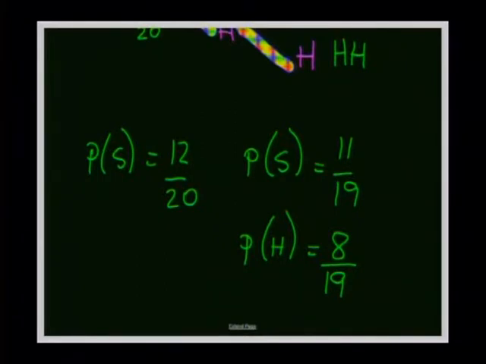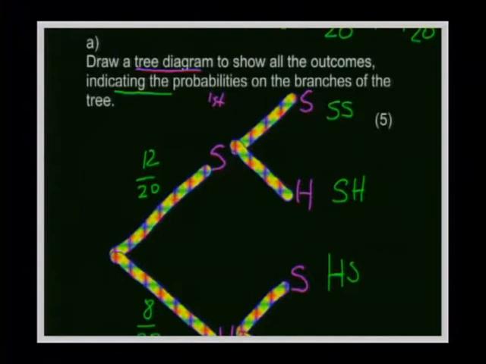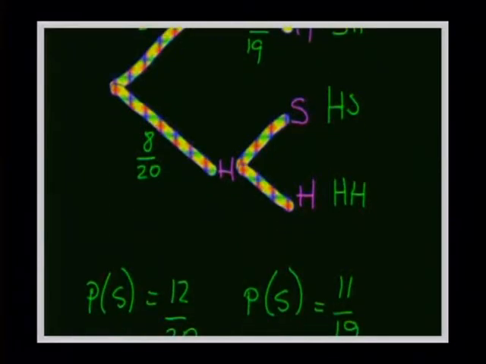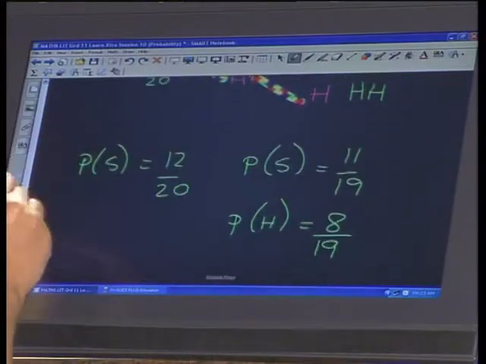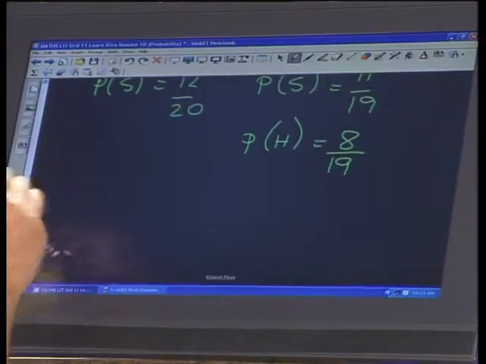So those are the outcomes that I'm going to place into this top part of the branch, because that was if my first outcome was a soft chocolate. So my soft chocolate now is 11 out of 19, and my hard was 8 out of 19. I keep wanting to write 20. 8 out of 19. Let's do the second part of this branch. Well, now I'm going to assume that I've taken out a hard chocolate, so let's do that.